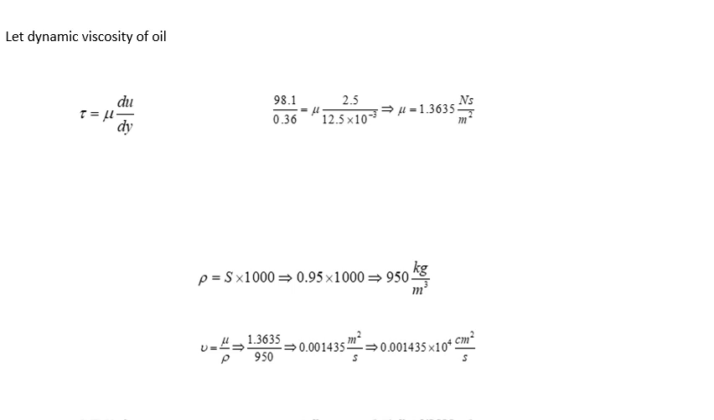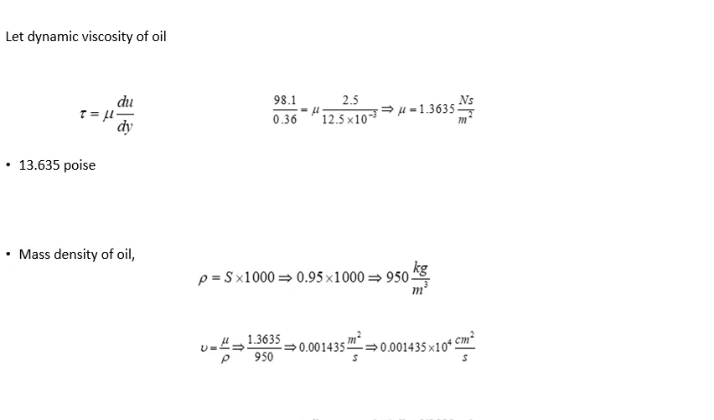So then convert that from SI units to poise. That is equal to 13.635 poise. That means the mu value in SI unit is multiplied by 10 to get the viscosity value in poise. So now the answer: the dynamic viscosity of the oil is 13.635 poise.